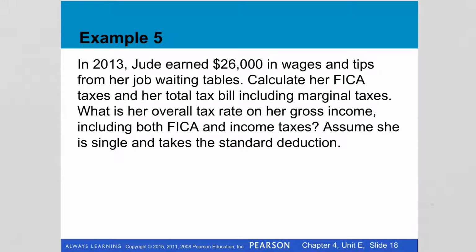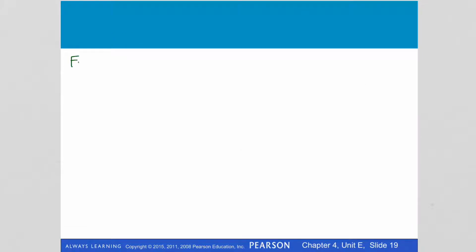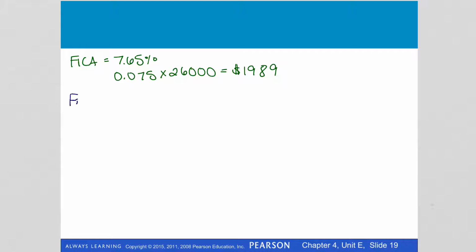So, Jude's FICA tax is 7.65%, or 0.0765 of $26,000. $19.89. How much is she going to pay in income tax? Well, the first thing you have to do is find the taxable income.